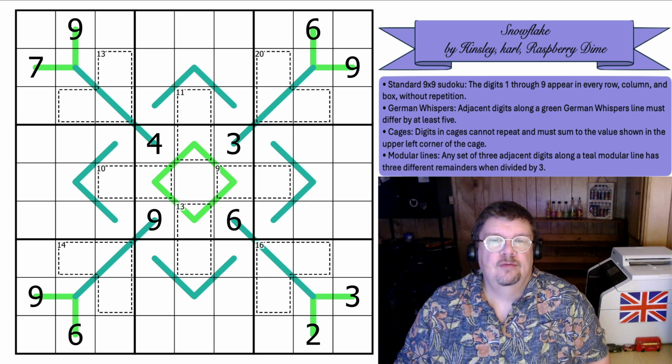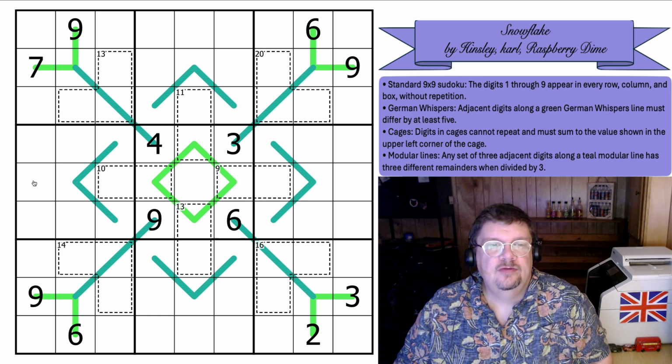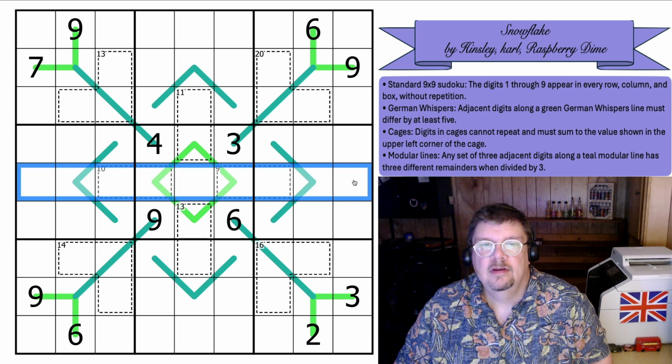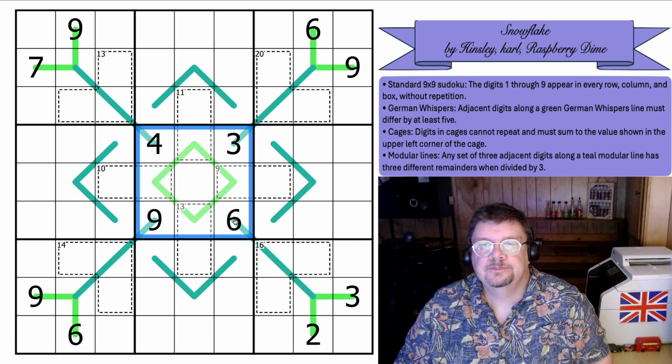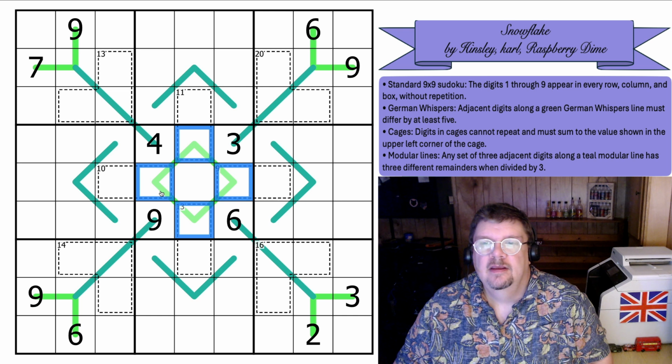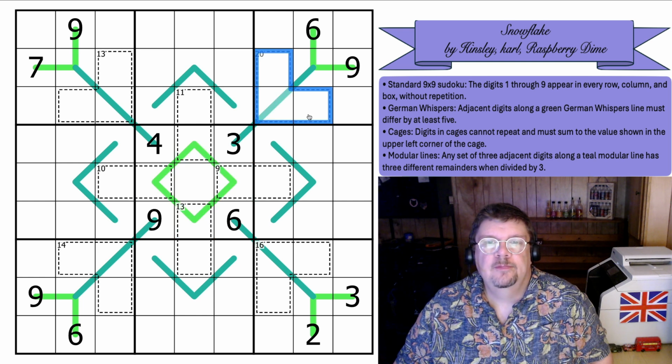With that, let's have a look at the rules. Normal Sudoku rules apply, so we're going to place the digits 1 to 9 in every row, every column, and 3 by 3 box. German whispers. Adjacent digits along a green line must differ by at least 5. Cages. Digits in cages cannot repeat and must sum to the value in the top left corner. And modular lines, any set of 3 adjacent digits along a teal modular line has 3 different remainders when divided by 3.